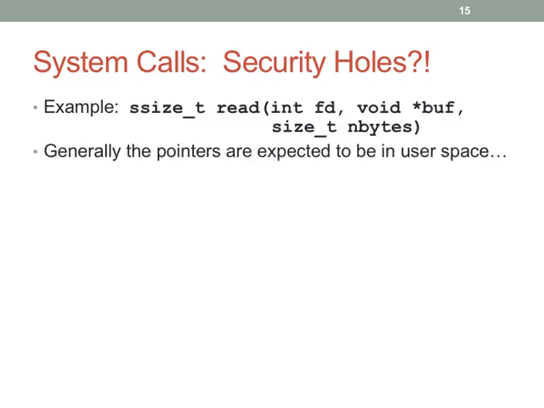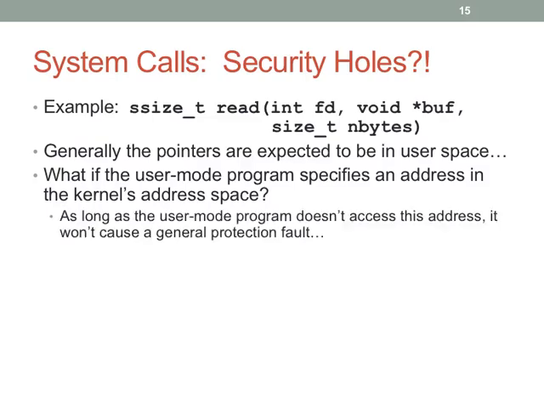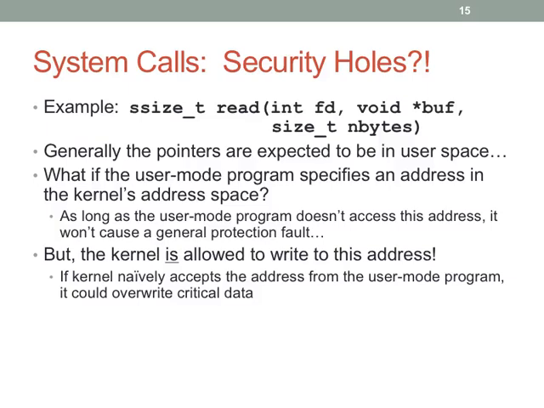So yeah, the pointers are expected to be user space pointers, but what if the user mode process decided to specify an address that was in kernel space as opposed to in user space? Again, the process can't touch that pointer, but it certainly can pass in a value and cast it to a void star, and the compiler will accept it. So you can imagine that if a kernel naively trusted that pointer, it would just write to whatever the thing was that it tried to specify. As long as the user mode program doesn't dereference that pointer, we're fine.